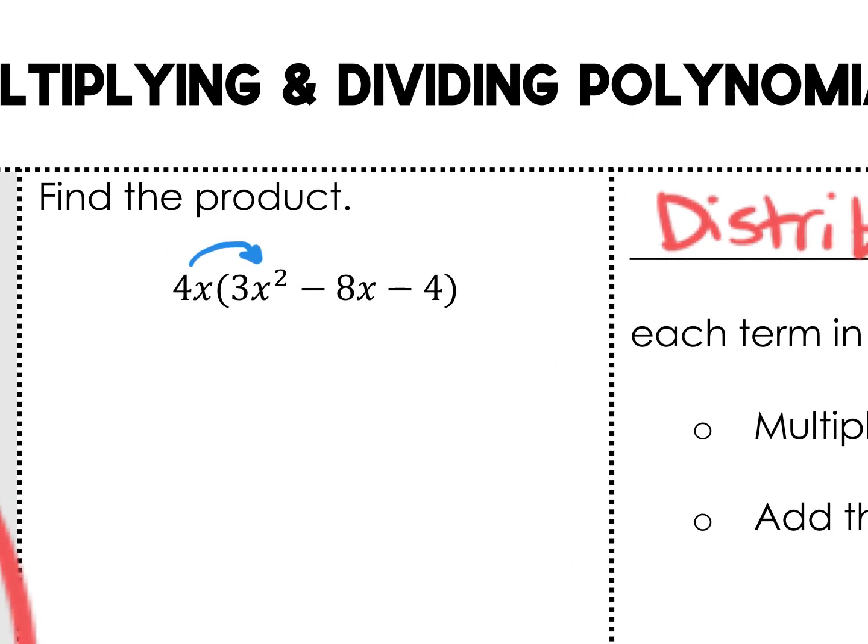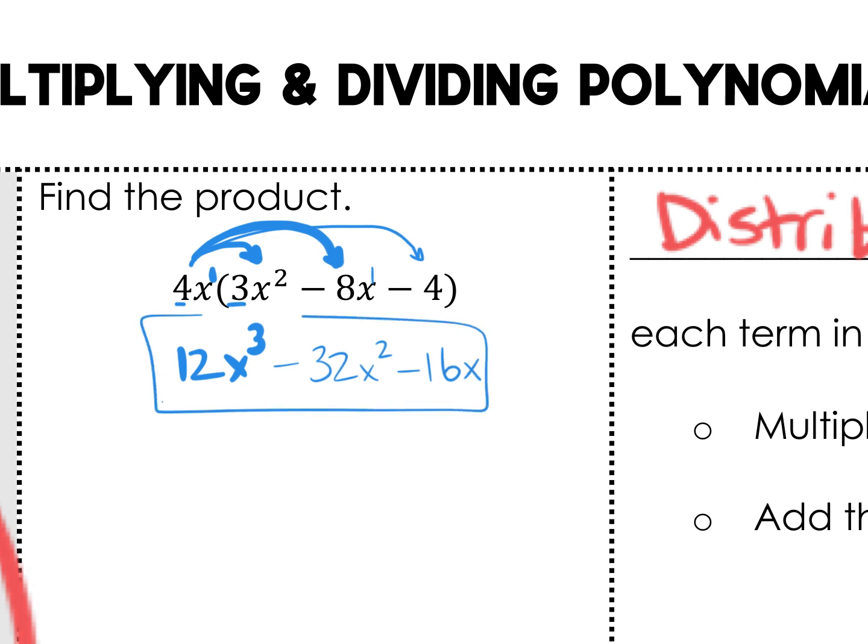So if I multiply my coefficients, 4 times 3 gives me 12. And then for the x, I've got x to the power of 1 times x squared. We're adding those exponents, so it's x cubed. 4x times negative 8x, that's going to end up being negative 32x to the power of 2, again, I'm adding those exponents. And finally, 4x times negative 4, that just gives me negative 16x.